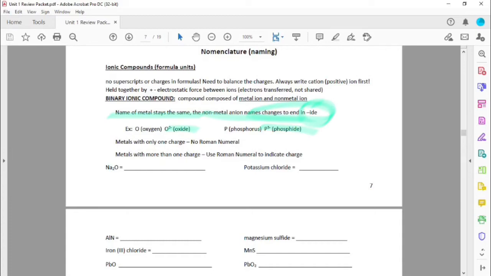When we write these formulas, we're going to have to look at and check the charges and balance the charges. And there are a couple different ways to do that. My favorite way is cross, drop, reduce. But we're just trying to get the total charge in that compound to add up to 0, no matter how you go about it. Now, most of the time you won't have to worry about what goes first because we're going to be taking something like Na2O. We're just going to leave the elements in the same order.